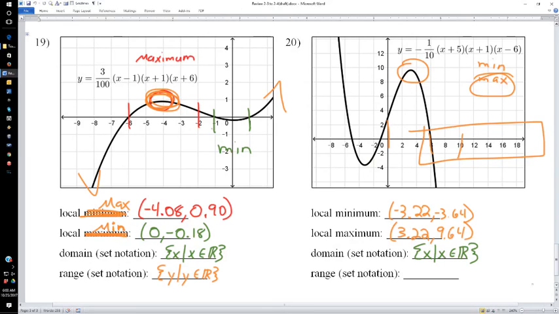Your range, okay, you have to think, does this have any place where it stops? No, it goes down forever, and it goes up forever, with everything in between. So it is also all real numbers. So curly brace, y, big bar, y, is a set of all real numbers. Close curly brace. Okay? And that's that.